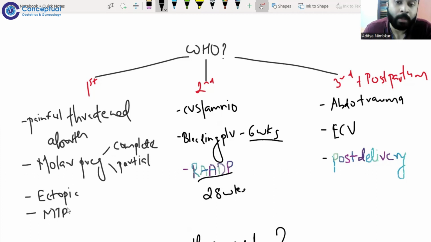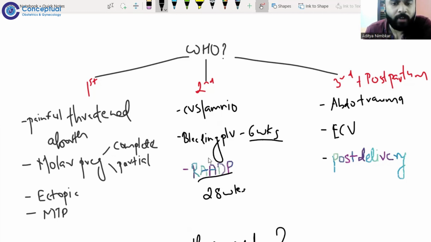The next is MTP, medical termination of pregnancy. All the pregnancies that are terminated by surgical evacuation, whether in the form of curettage or suction evacuation, are candidates who should definitely be receiving anti-D. Whereas patients who are given medical abortion through just mifepristone and misoprostol, and are not given any surgical methods to abort, are not candidates. They should not receive anti-D vaccination.